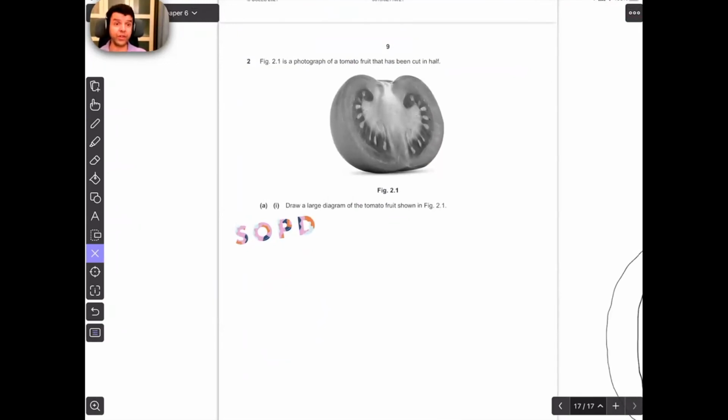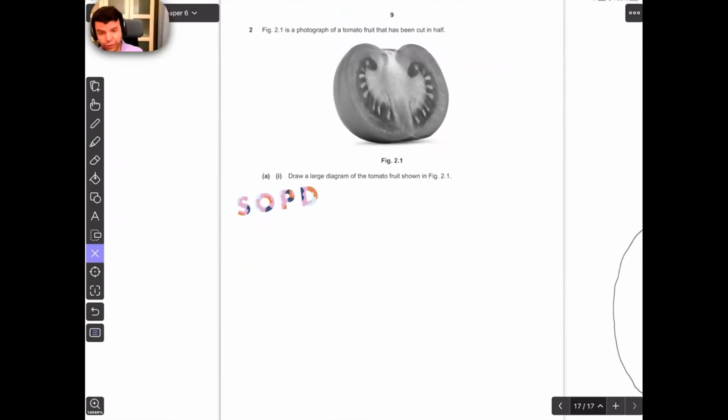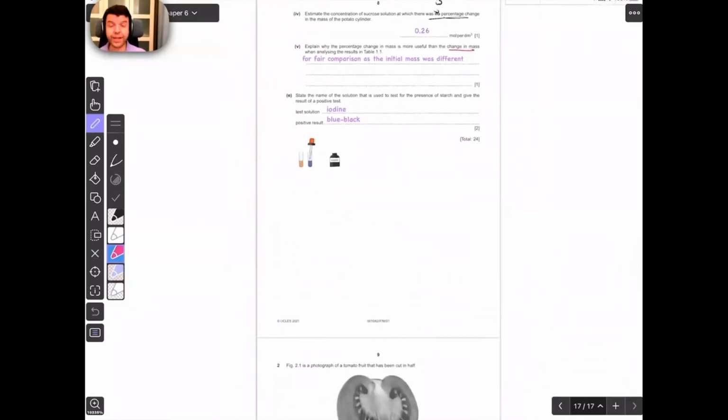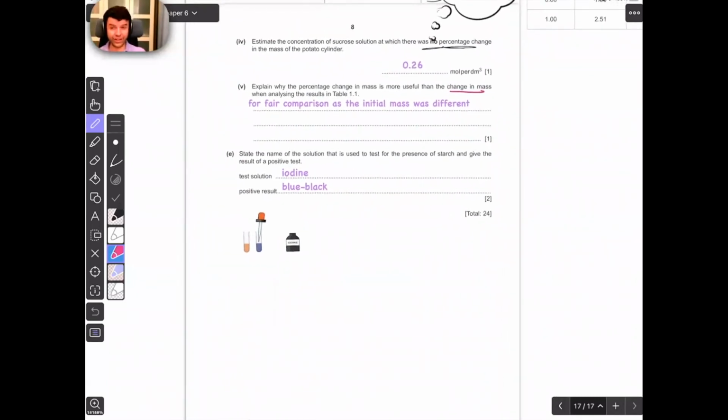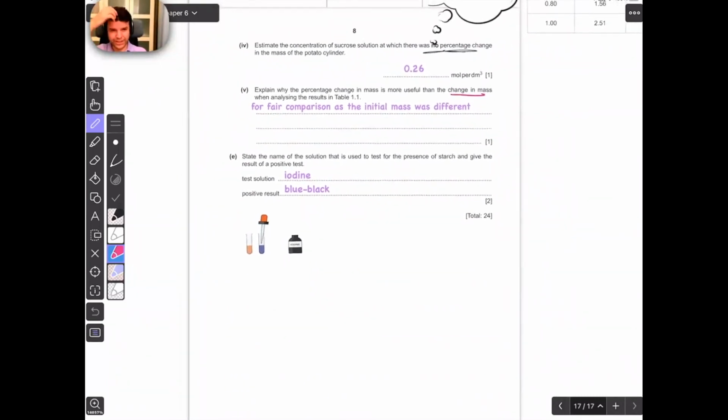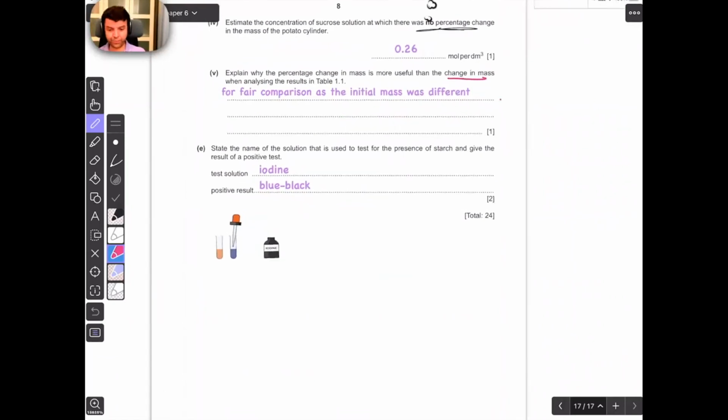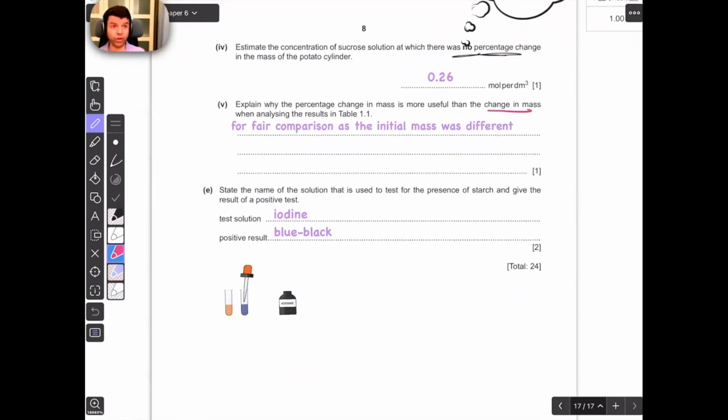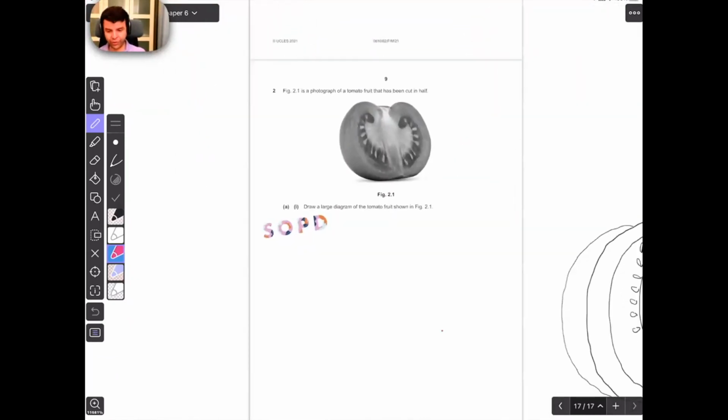Benedict's is usually 80 degrees. With the iodine, you don't need to heat in the first place. Please, if you're not sure about your drawing, please send it to me, okay? So I'm gonna draw that tomato now. If you're not sure if your drawing is right or wrong, just send it to me and I'll tell you if it's right or wrong.